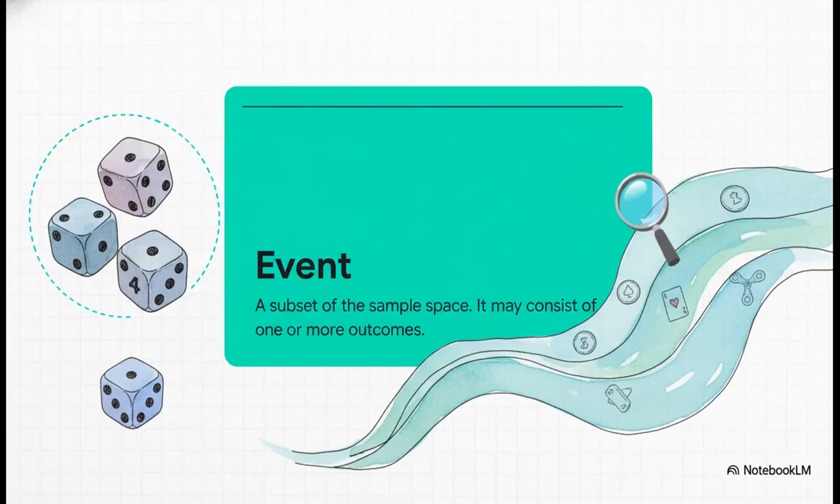An event is the specific thing we're actually interested in. It's a piece of that bigger sample space. For example, rolling an even number is an event. An event includes the outcomes 2, 4, and 6. And that's a key difference. An outcome is just one specific result, but an event can be a whole group of them.